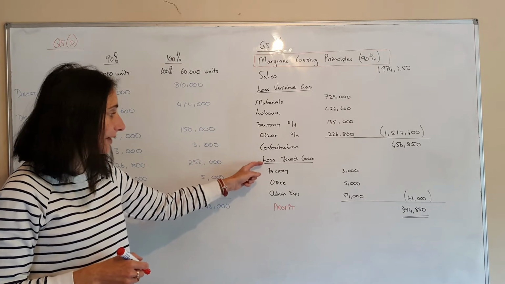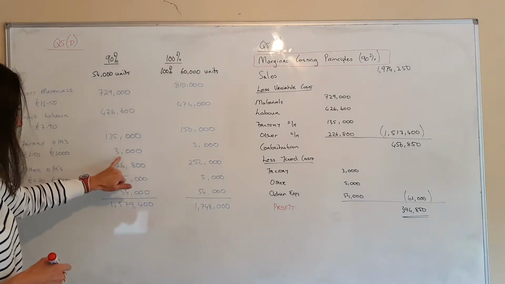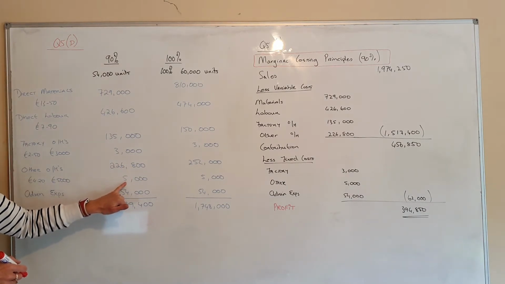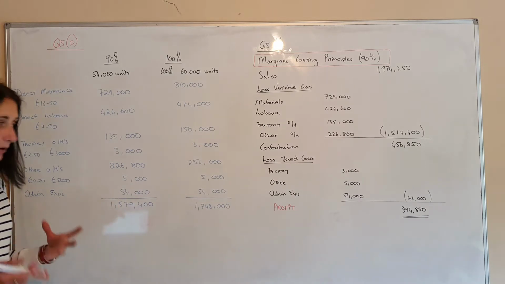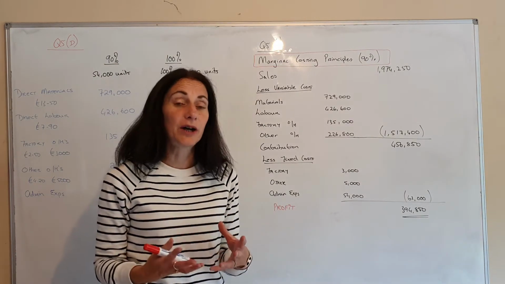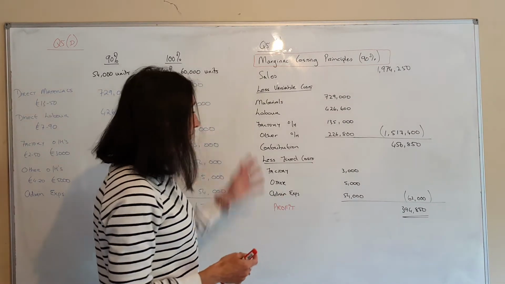Here you have your fixed costs. You have the part of factory that's fixed, which is the 3,000. The part of other overheads that's fixed, which is 5,000. And admin expenses is obviously all fixed, 54,000. Now, it's just working out your profit, but it has to be presented in a marginal costing statement. So it has to be presented like this.